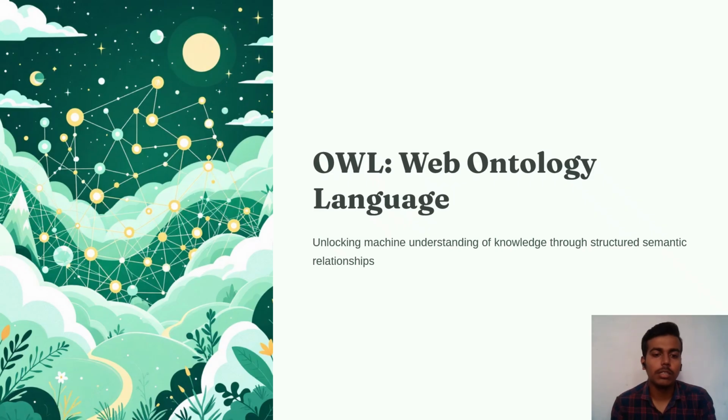Think of it like this. The web we use daily is like a library full of books written in different languages. Humans can read and interpret them, but computers struggle. OWL acts like a universal dictionary and logic system for machines, making sense of all this information in a structured, logical way.